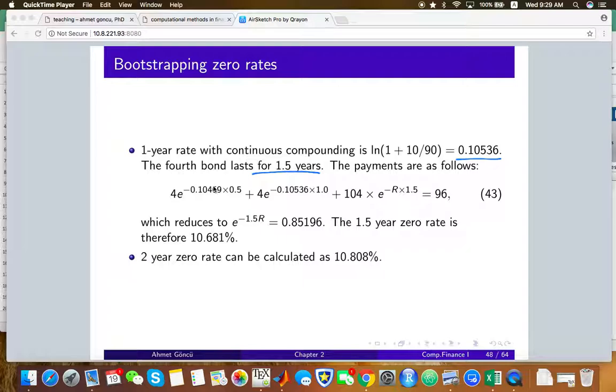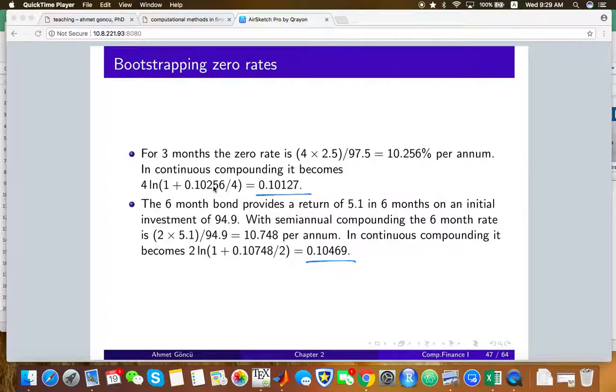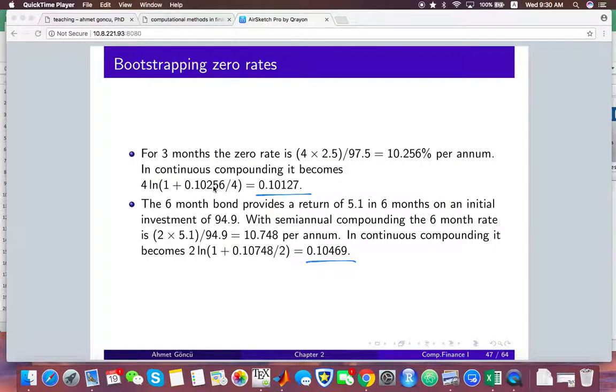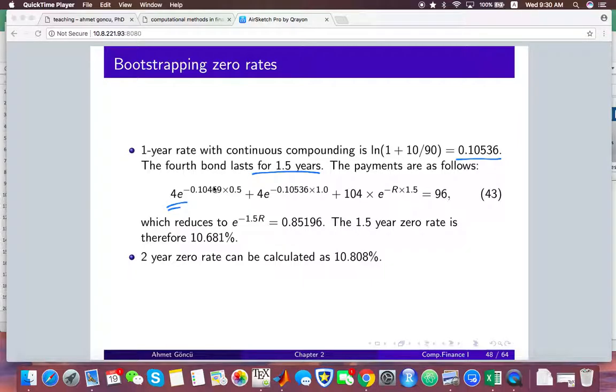And the fourth bond, which lasts for 1.5 years, now notice that the information that we obtained regarding the previous short zero rates will be useful here now. This bond has a coupon payment, so we need to consider that again. Here you can see the coupon rate is 8% per annum, assuming that these coupon payments are semi-annual. So we have $4 and we have 100 plus $4 for the last 1.5 year time to maturity.